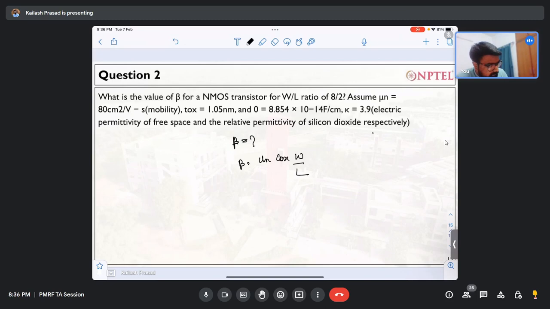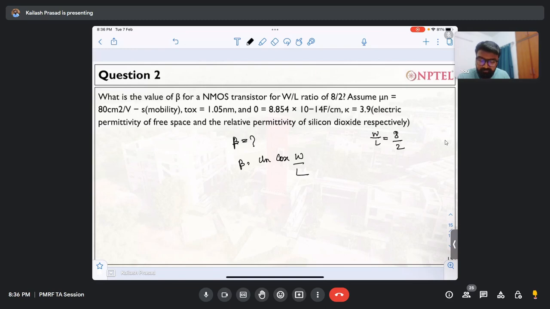What is given in the question? W by L is given as 8 by 2. Actually, when we are solving this question, the answer does not match the answer that is given. This is question number 3 of assignment 1. It only matches when the W by L ratio is 2. Then only it matches one of the options.